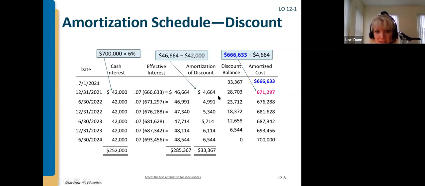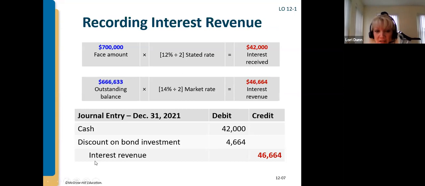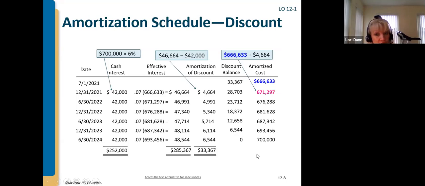So keep in mind these numbers, and I'm going to go back to our previous, there it is. So United, the first interest payment, will debit cash $42,000, debit discount on bond investment, reducing that, credit interest revenue, $46,664, because we're the investor. Are there any questions so far?